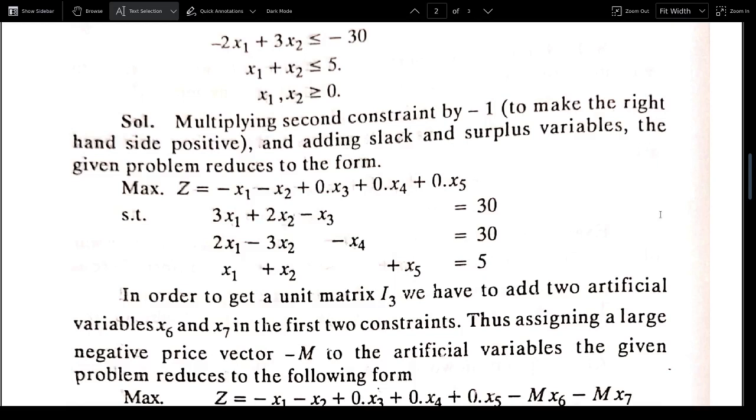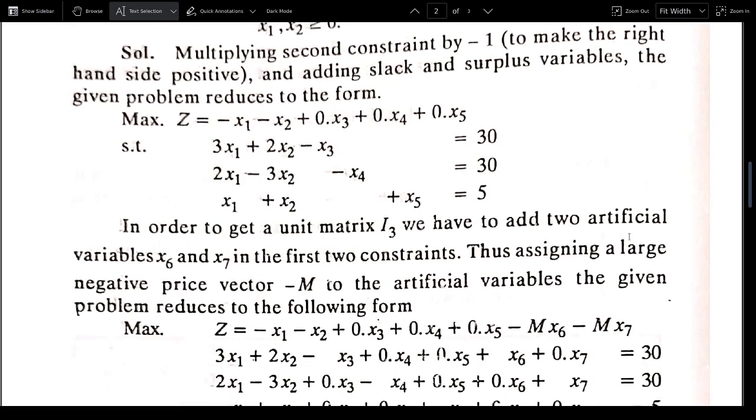Next, you see the constraint inequality. Before looking at the inequality, first you check whether the right hand side of the constraint, the constant part, is positive or negative. For the first constraint, the right hand side is 30, which is positive. For the second constraint, it is less than or equal to minus 30, so this is negative, right? And the third constraint is x1 plus x2 less than or equal to 5.